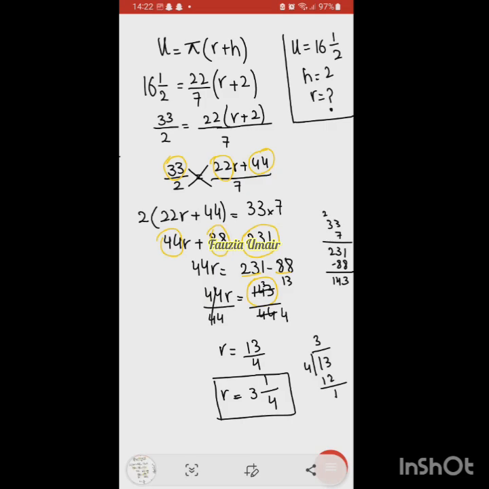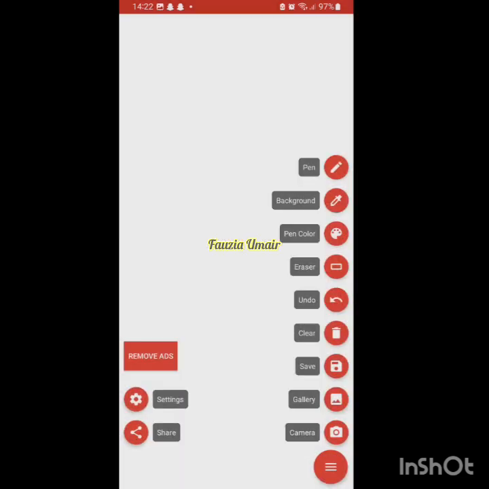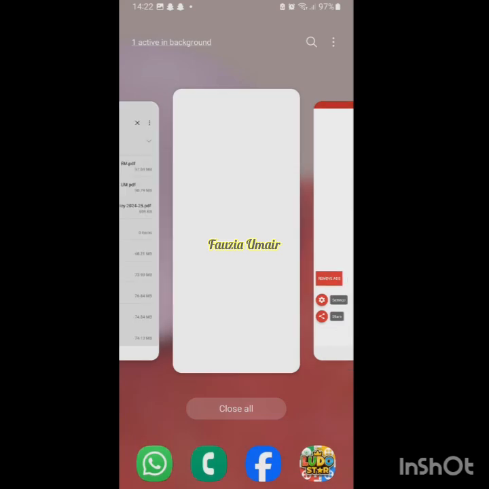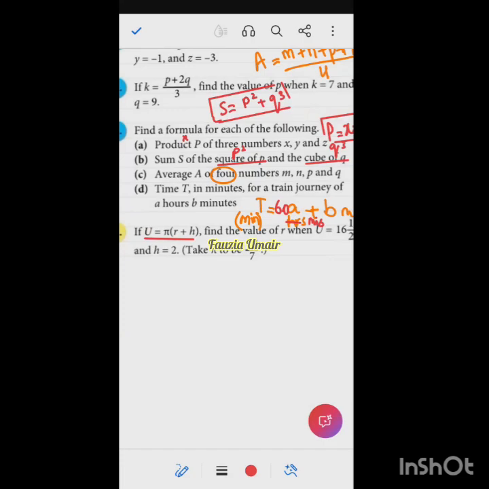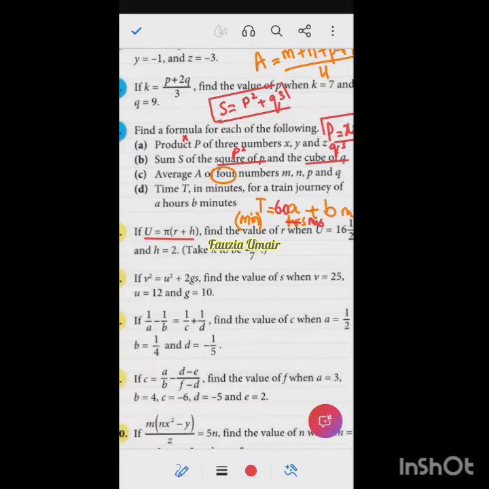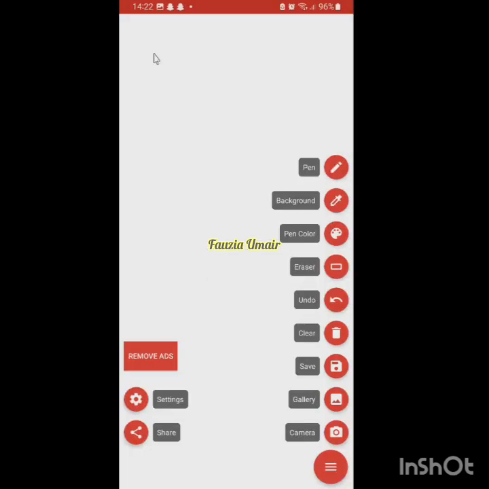So this was question number 6. So now moving on to question number 7. Question number 7 is, if v square is equal to u square plus 2gs, we need to find out the value of s when v is this. And so v square is equal to u square plus 2gs.